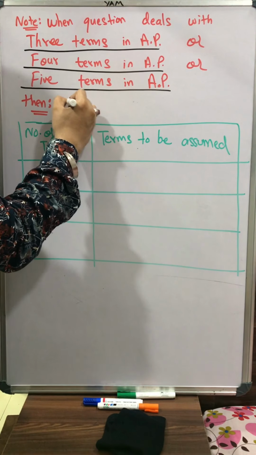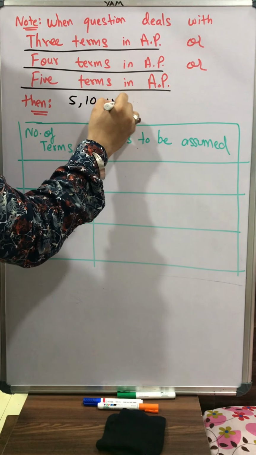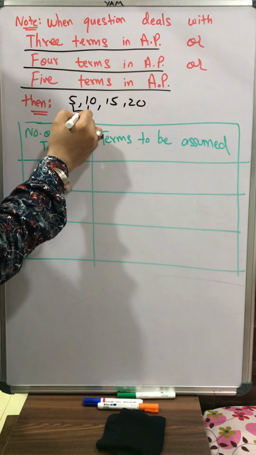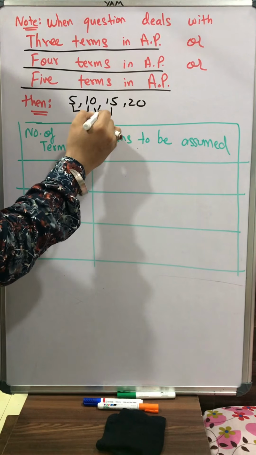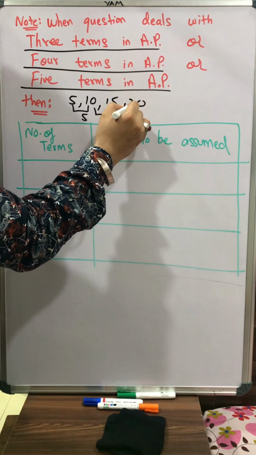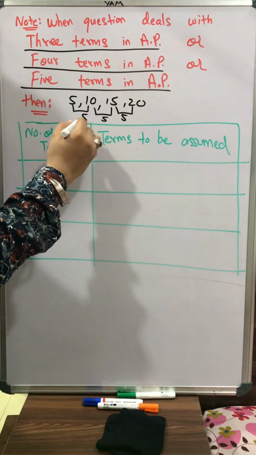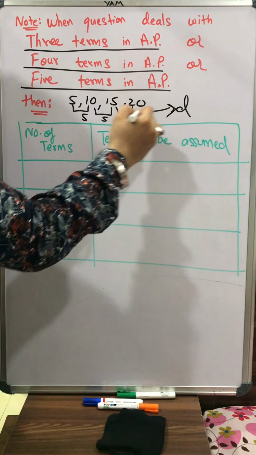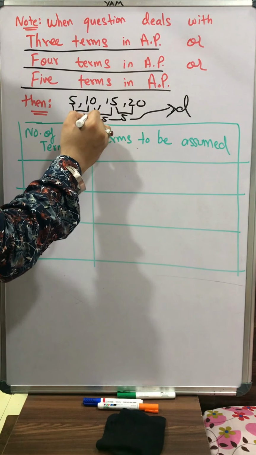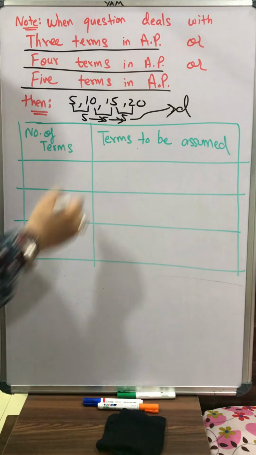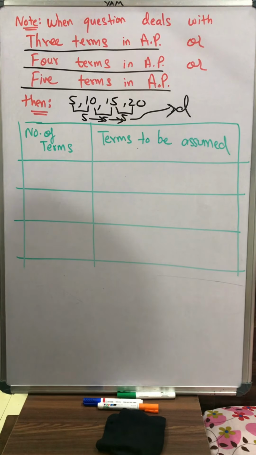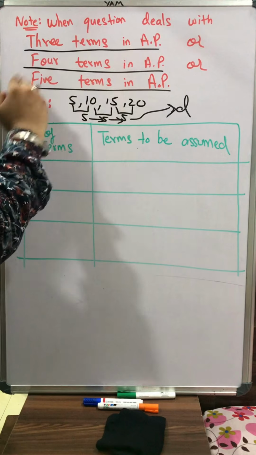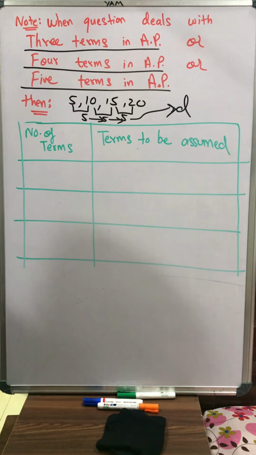If I have this AP as 5, 10, 15, 20, this is an AP. The difference between 10 and 5 is 5. The difference between 15 and 10 is 5. The difference between 20 and 15 is 5. So this 5, 5, 5 is my common difference D. In an AP, the difference between a successive and a preceding term is always D.